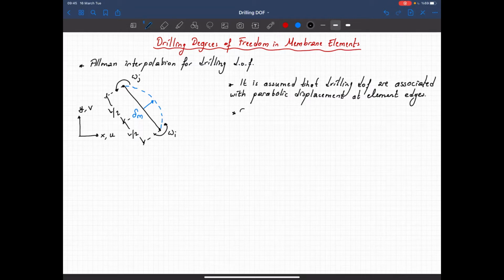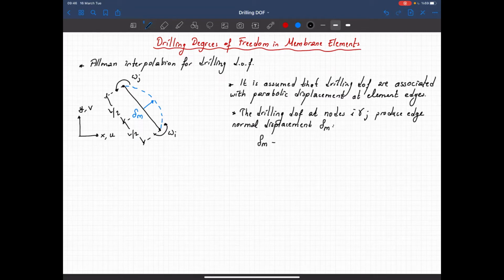So we say that the drilling degrees of freedom at nodes i and j produce edge normal displacement delta m, and this delta m is equal to, when we assume a parabola, L over 8 times the difference between the rotations.